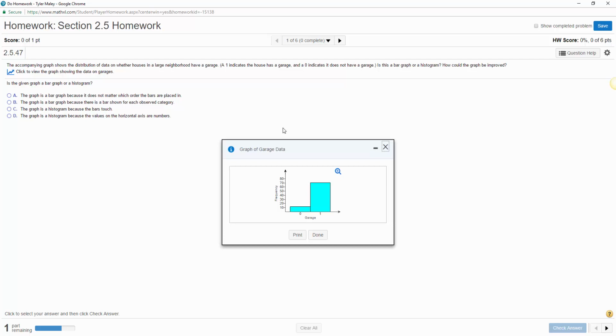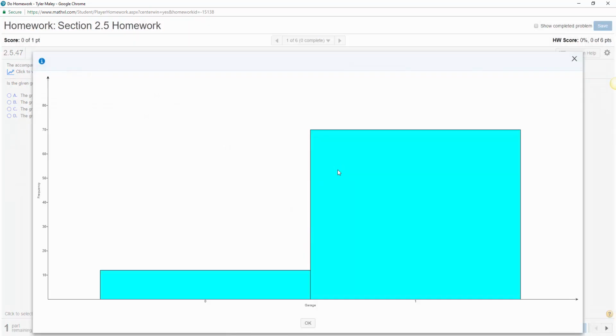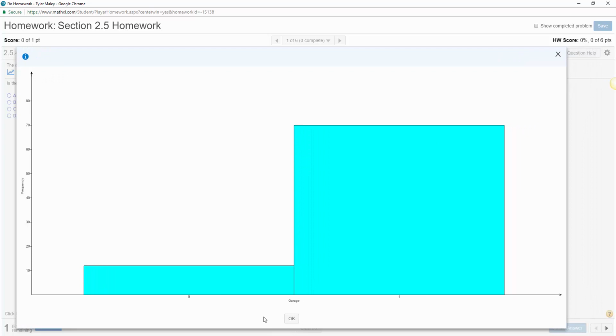So the question is, is this a bar graph or a histogram? Then the second question is, how could the graph be improved? And notice, to get this up, I just clicked on this image to pop up the graph. If you want to see it more closely, I can click on the plus sign to magnify, so we can get a closer view.